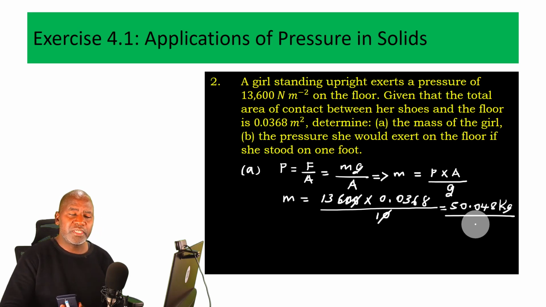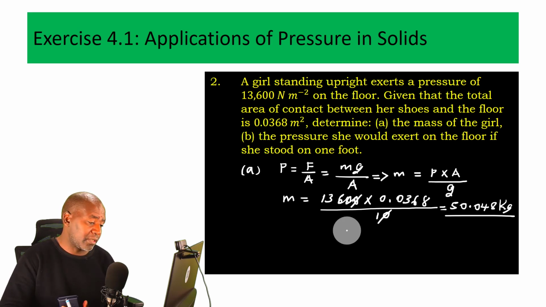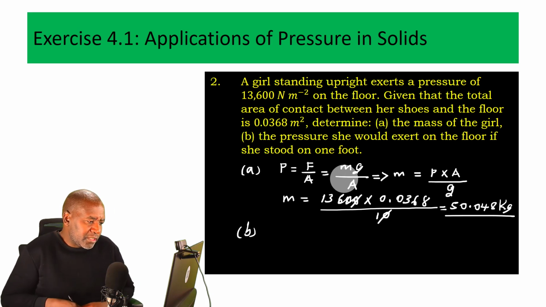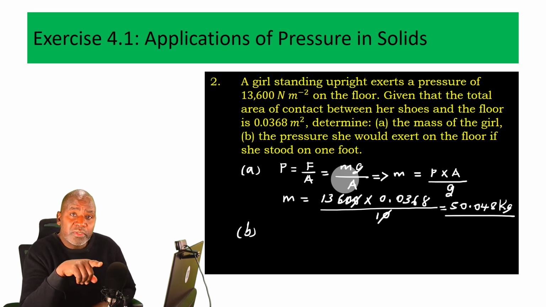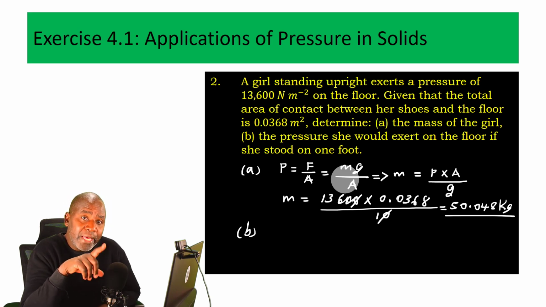kilograms. You can say it is 50.0 kilograms. Round it to 1 decimal point, and that one will be fine. So let's look at part B. We are asked to calculate the pressure she would exert on the floor if she stood on 1 foot. What does that mean? If she stands on 1 foot, then it means the area has been halved.